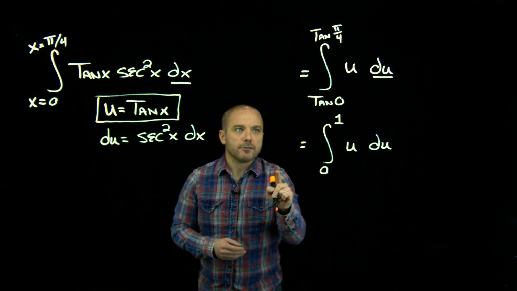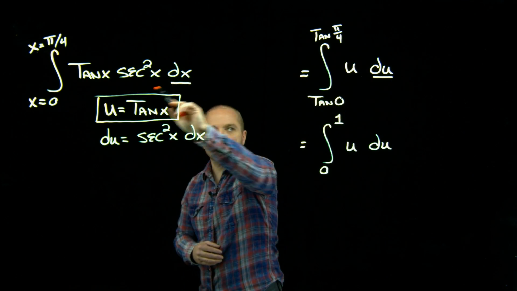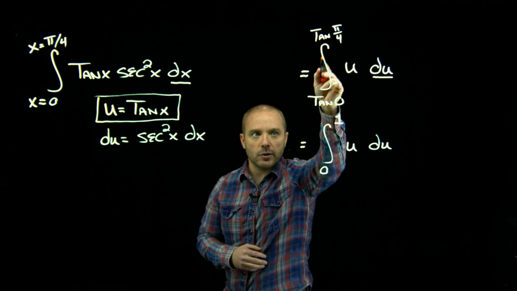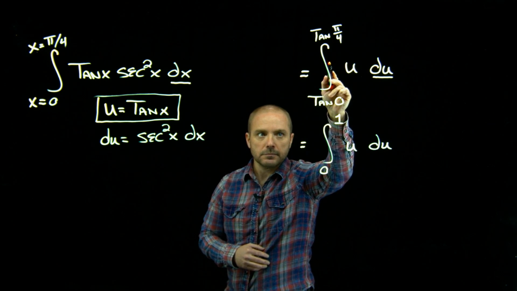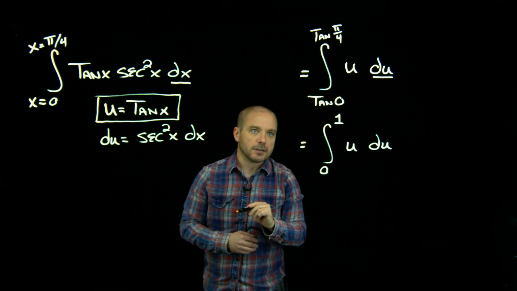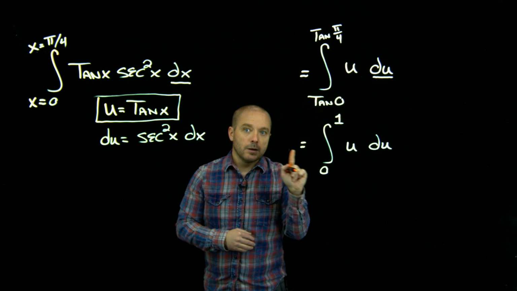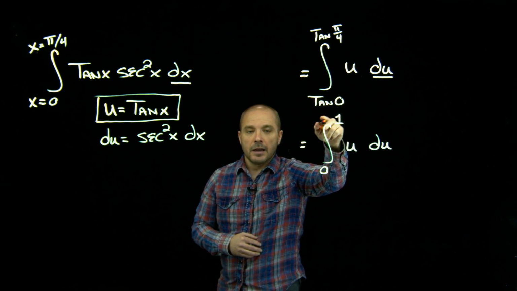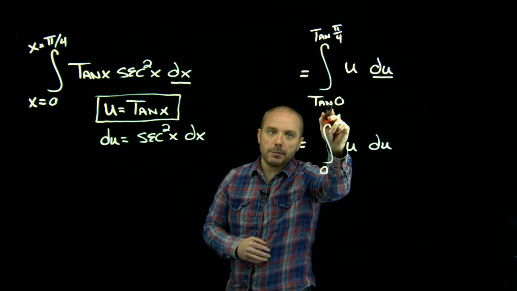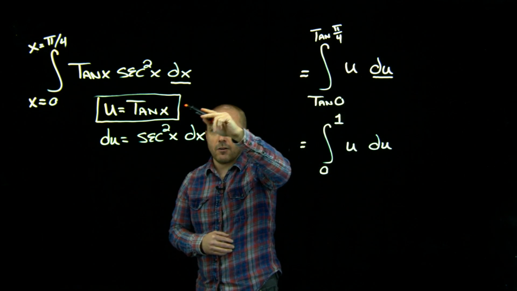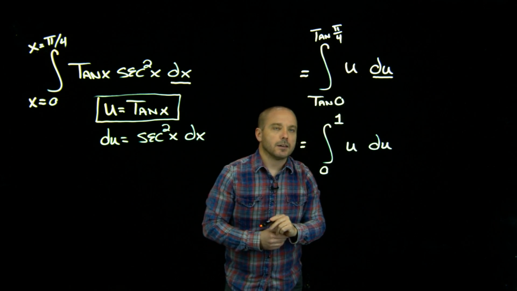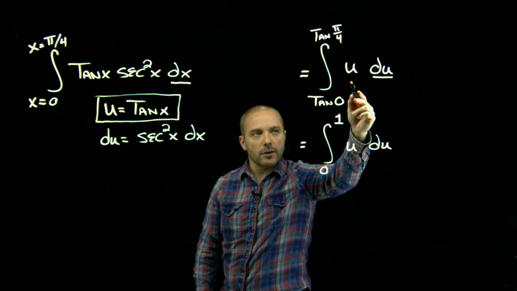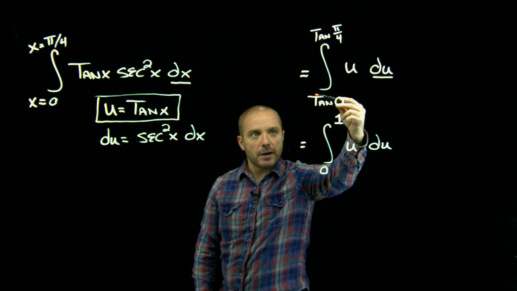So what I want to see from you is when you make a switch to a new variable, I want to see these limits now in terms of the new variable. There's a couple of advantages to that. One is, in more complicated problems, you might change variables several times. And if you don't update the limits, you're going to have to backtrack all the way back to the original variable at the end.